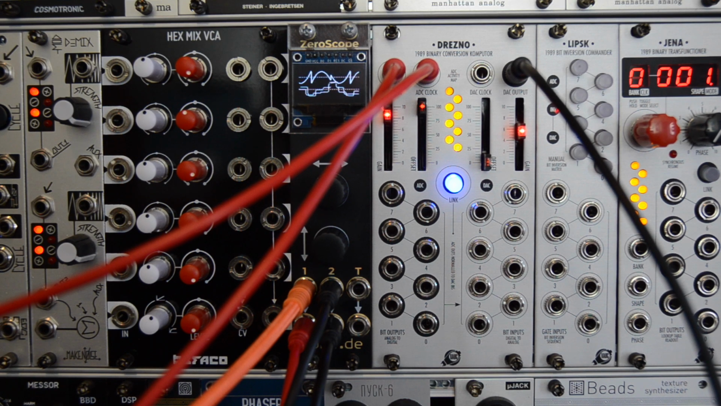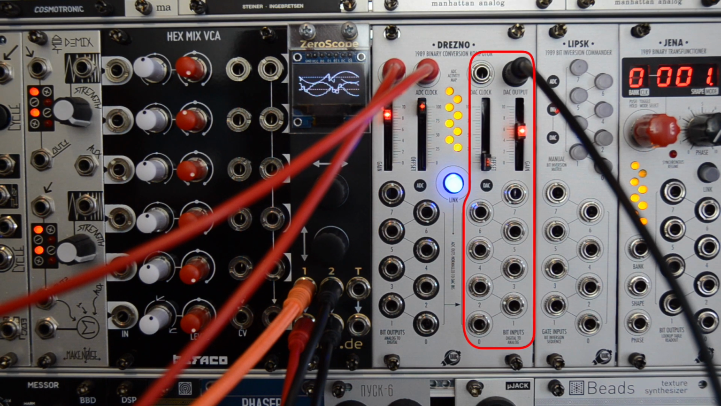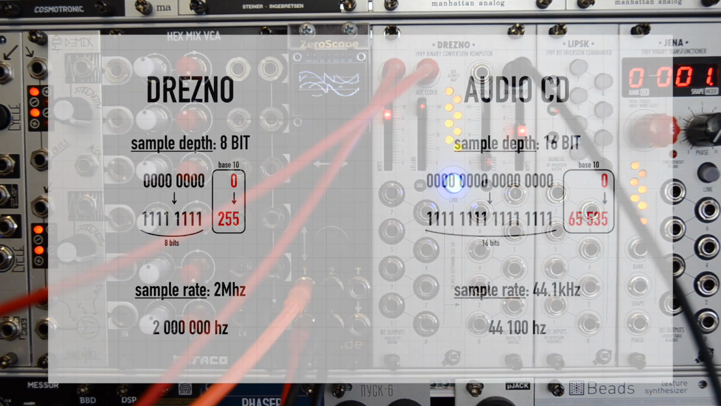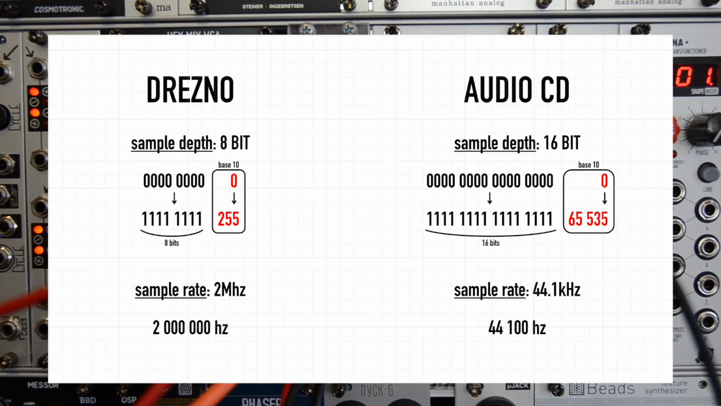DREZNO is an 8-bit binary conversion computer with an analog to digital converter and a digital to analog converter. The same kind of converters your sound card or audio interface are built around. DREZNO has a bit depth of 8 bits and an internal sample rate or clock of 2 MHz. For reference, a standard audio CD stores information in 16-bit at a sample rate of 44.1 kHz, which is 8 bits more but almost 50 times slower than the internal clock of DREZNO.